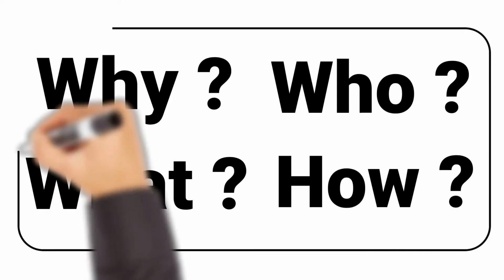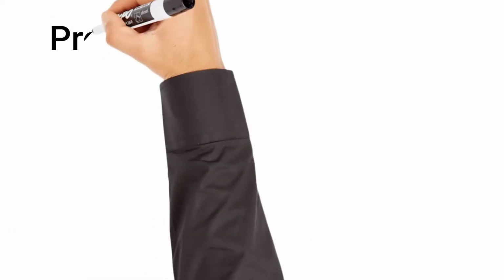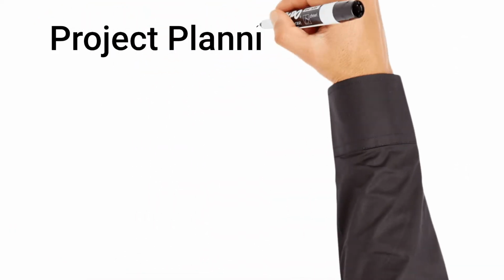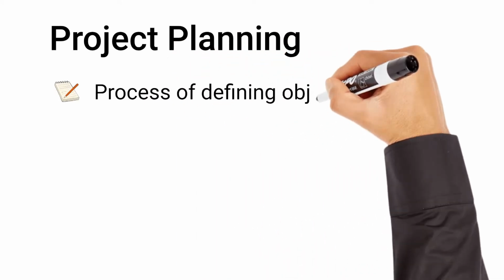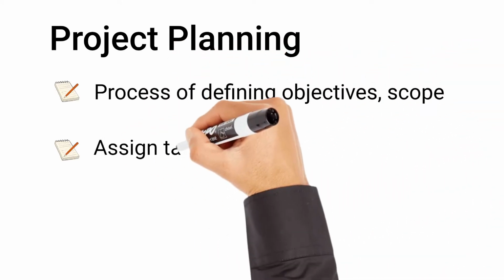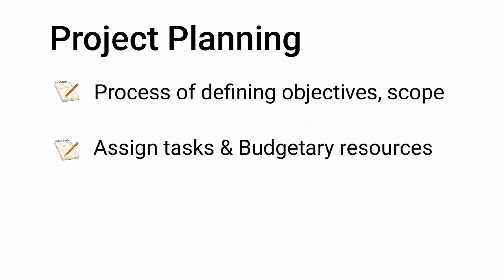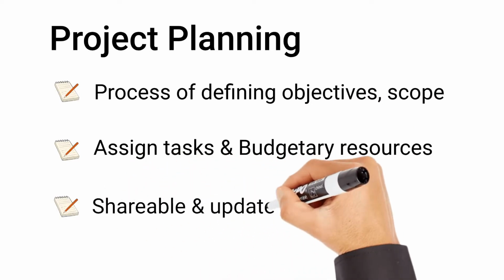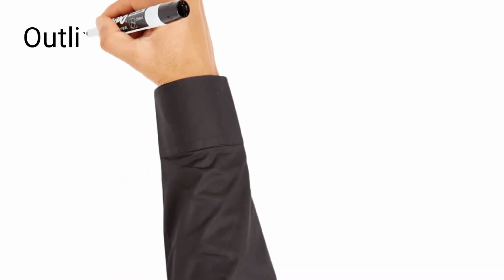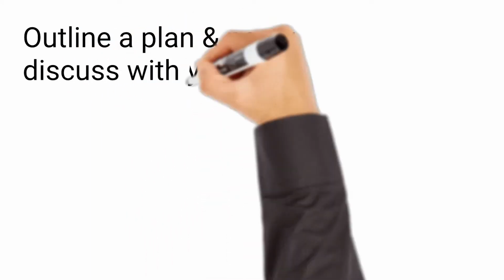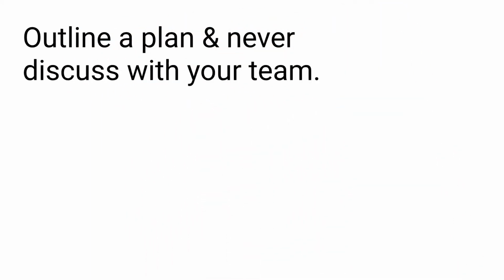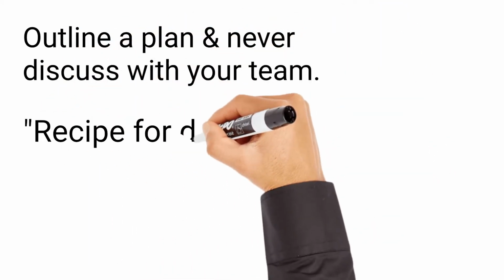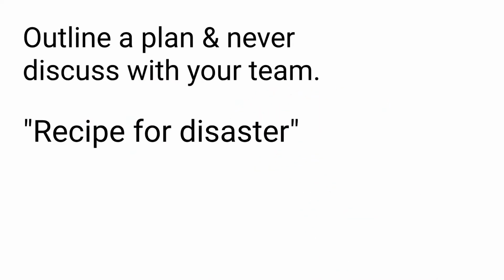Project planning is the process of defining your objectives, scope, and milestones. This is the step where you assign tasks and budgetary resources for each activity. A good plan is easily shareable with everyone involved, and it's most useful when it's revised and updated regularly. Simply outlining a plan and never discussing it with your team is a good recipe for wasted time and disaster. Project planning plays an essential role in helping guide stakeholders, sponsors, teams, and the project manager through other project phases.